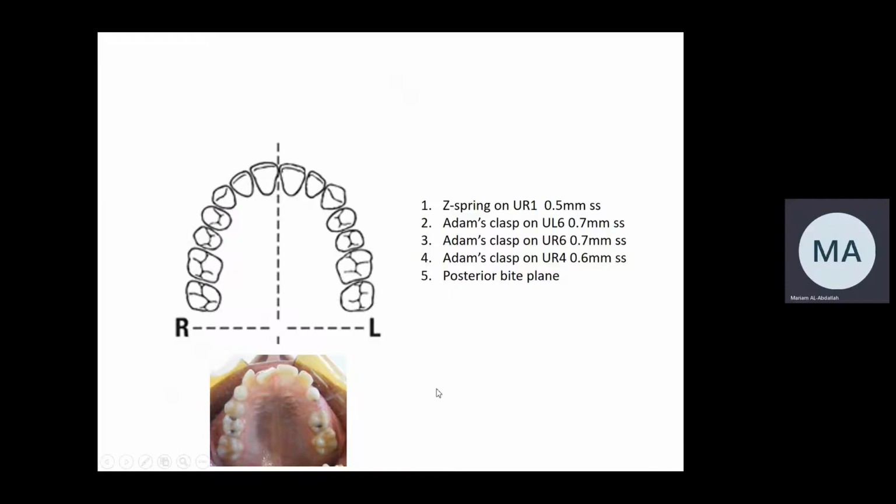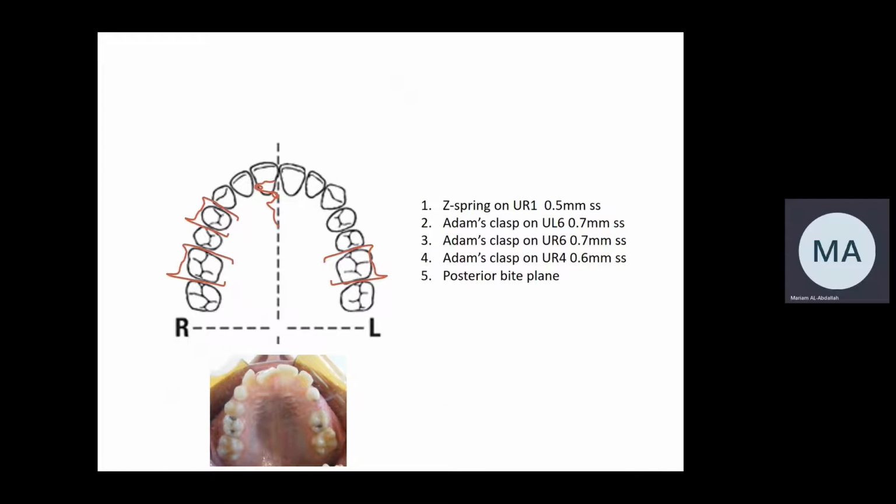So this is how we communicate with the technician. We need to write the name of my component and I need to draw it. So I'll have a Z-spring on the upper right central incisor, Adams clasps on the upper left 6, upper right 6, and upper right 4, because here the patient has a 4 fully erupted, so I can use it.